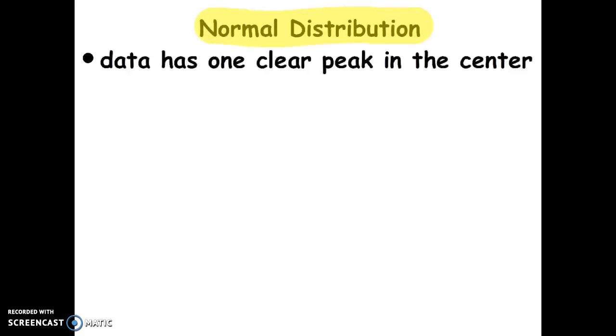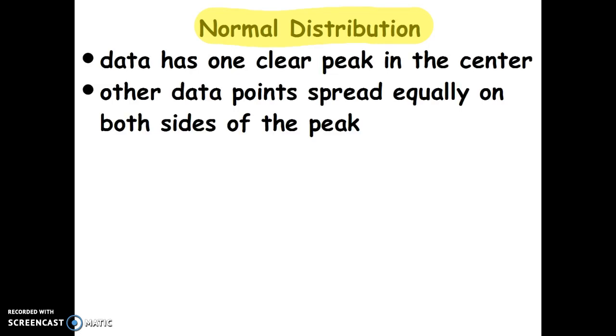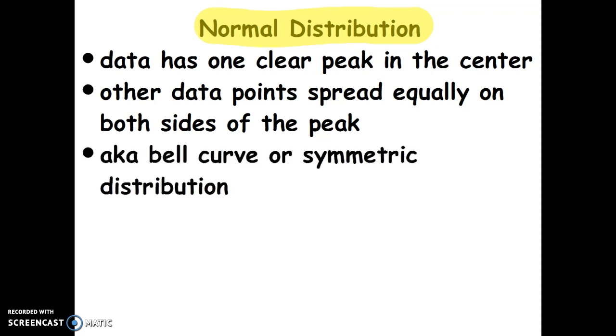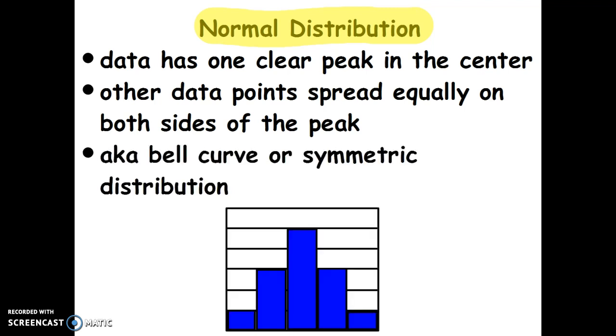Data distributions. First, we have a normal distribution. With a normal distribution, the data has one clear peak in the center. Other data points are spread equally on both sides of the peak. And it's also known as a bell curve or a symmetric distribution. So this is what that would look like.